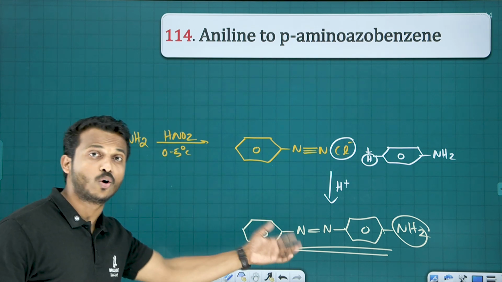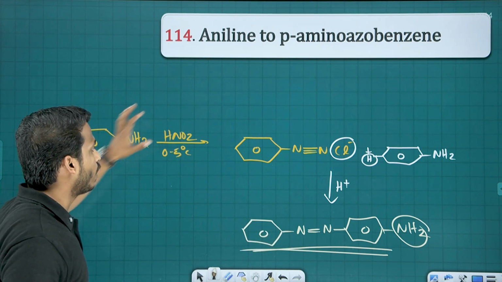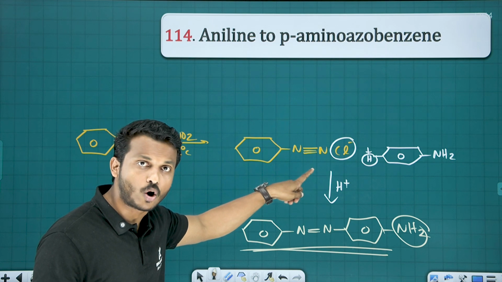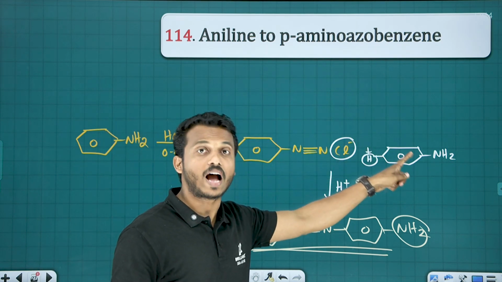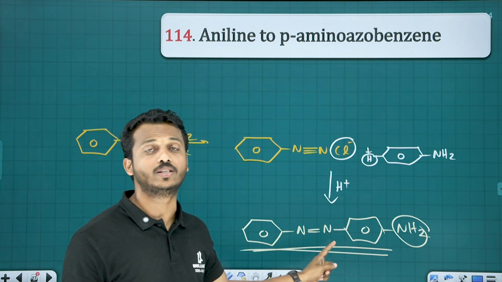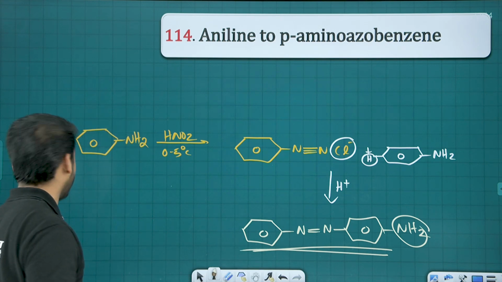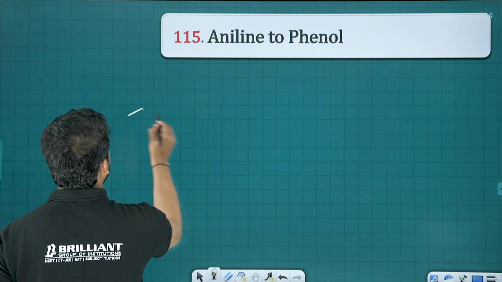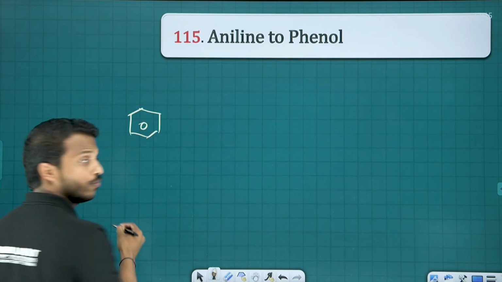You may study it as a yellow dye. So aniline on diazotization gives the diazonium salt. When you treat the diazonium salt with aniline, you will get para-aminoazobenzene. It's called a coupling reaction. How will you convert aniline to phenol? How will you convert aniline to phenol, dear?